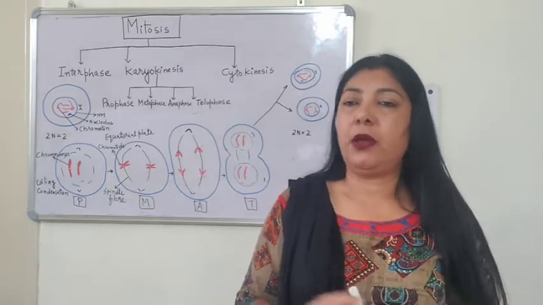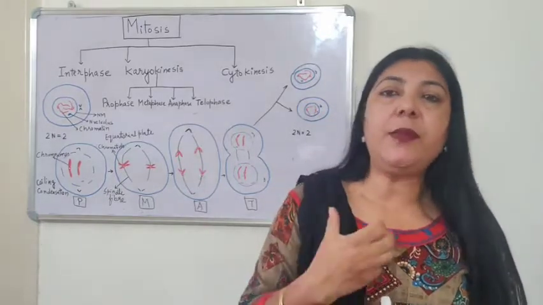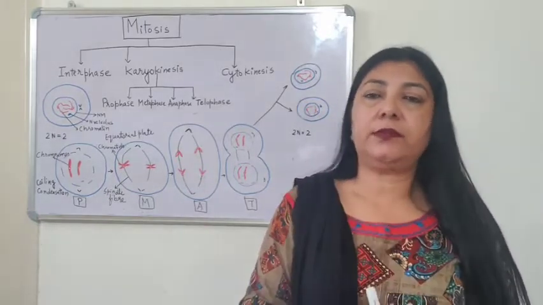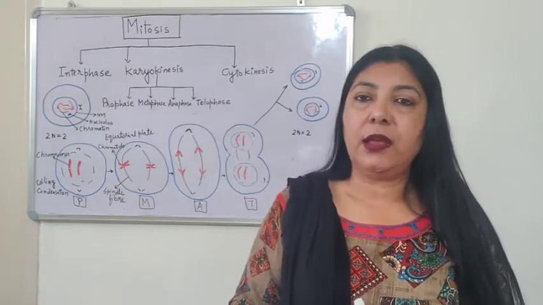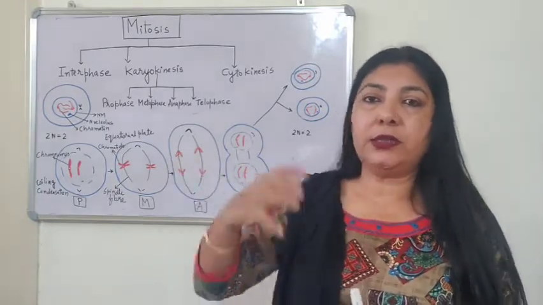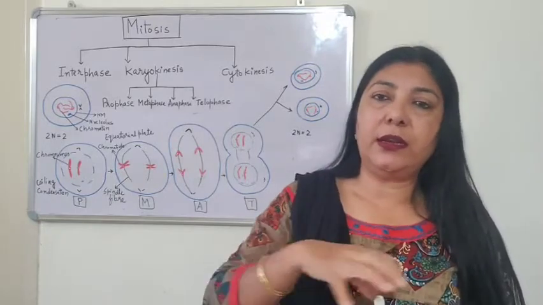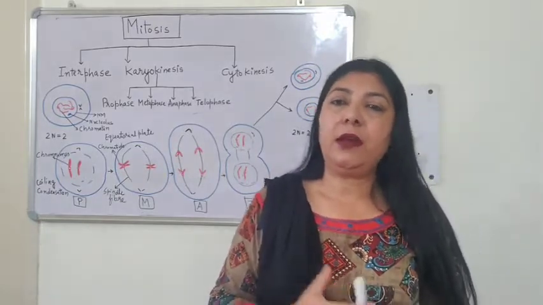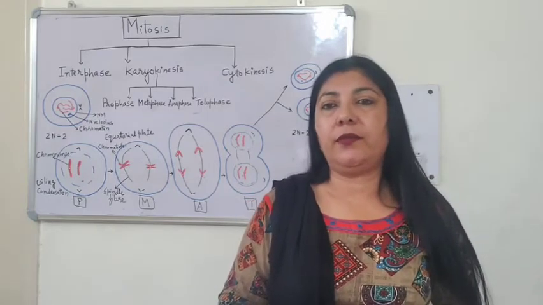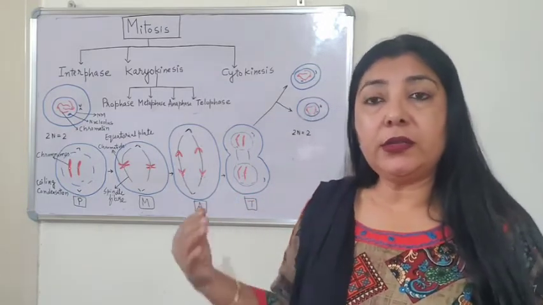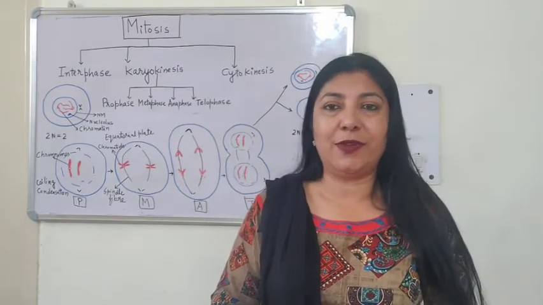That is tumor formation. But in our body, there is a mechanism to restrict the number of mitosis after a particular stage. And as a result, mitosis is under control. It is under genetic control. And our body produces only those number of cells which are required. So I hope you have understood this process of mitosis well.